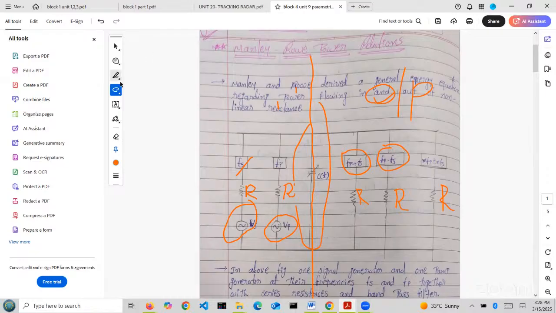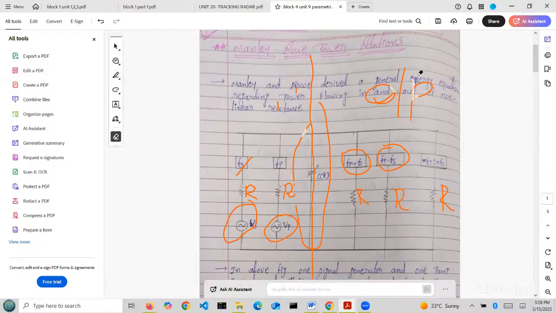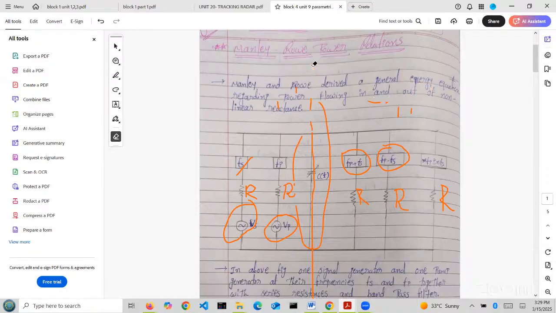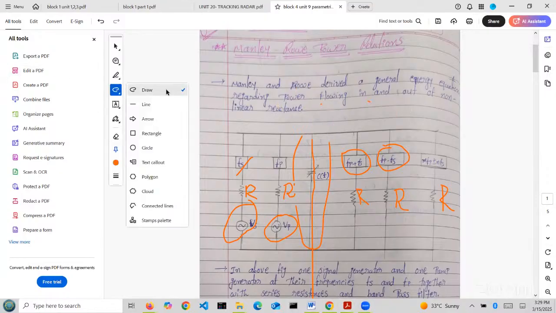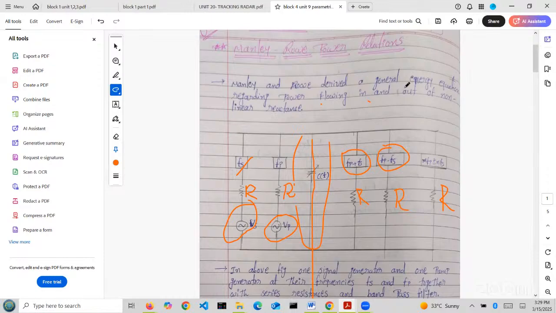So in the introduction part, after drawing the diagram, what are the things we have to cover? In the introduction, Manley-Rowe power relation is a general energy relation. It is an energy relation regarding power flowing inside as well as power flowing outside from a non-linear reactance. Take one non-linear reactance. In that, how much power is flowing inside and how much power is flowing outside, we are concentrating. So the main point is, it is an energy equation, used for power flowing in and out of non-linear reactors. In the diagram, CT I am treating as a non-linear reactance.